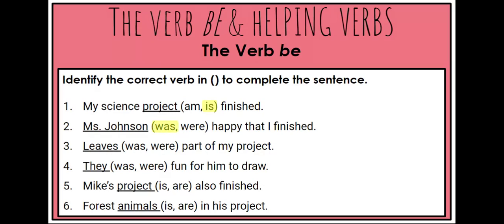Miss Johnson was happy that I finished. Miss Johnson is singular. This is in the past tense because I see the word finished there. It ends in ed, which means this took place in the past. Leaves blank part of my project. Leaves is plural. So we use was with singular and we use were with plural. So that is why we are going to use were.